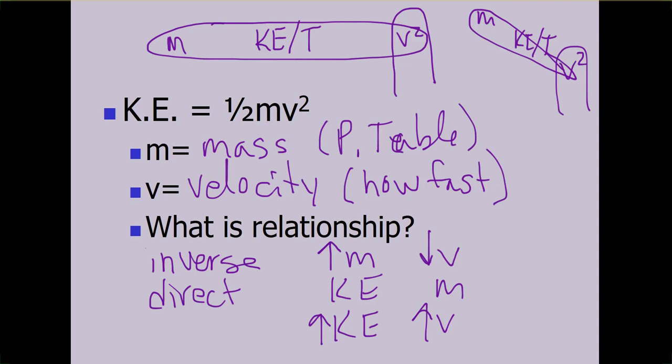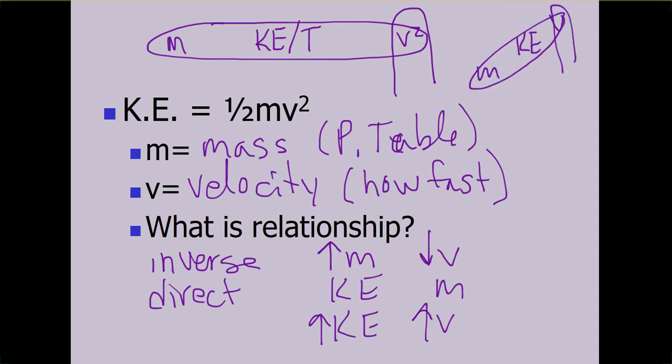And you could do the same thing with a smaller mass. This time we see that if you have a smaller mass, then your kinetic energy will be smaller. So looking at the trend, if kinetic energy is the same, then as the mass goes up, the velocity goes down. So an inverse relationship, and vice versa. As the mass goes down, the velocity will go up.